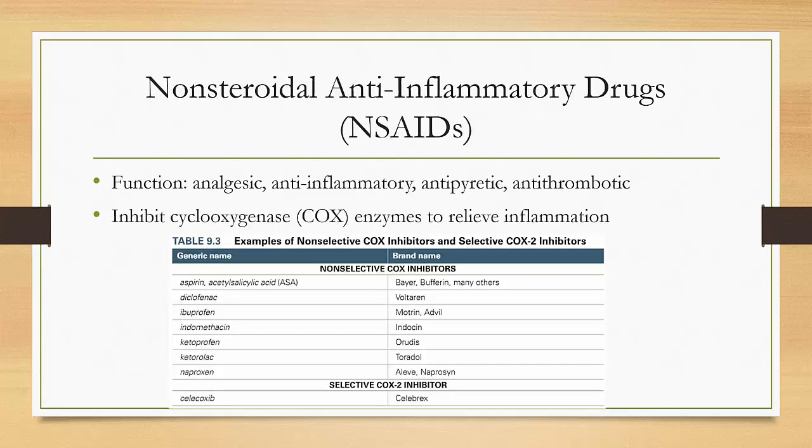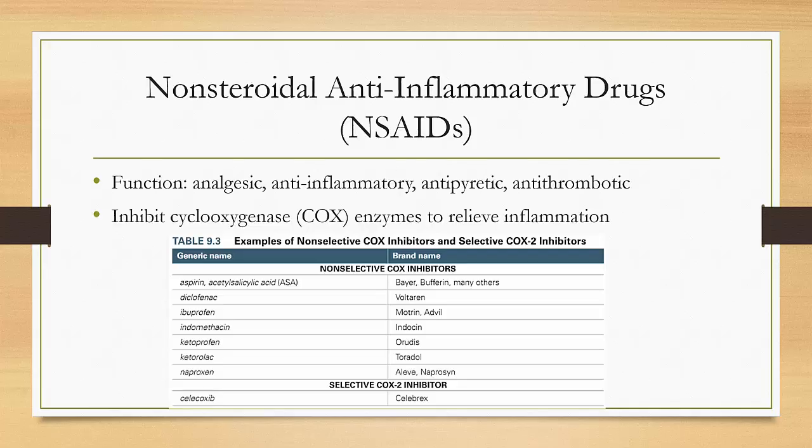Nonsteroidal anti-inflammatory drugs, also known as NSAIDs. These are among the most commonly used groups of drugs. More than 20 different NSAIDs are available commercially, and these agents are used worldwide. All the NSAIDs, including aspirin, have analgesic, antipyretic, and anti-inflammatory effects. The traditional non-selective NSAIDs also have antithrombotic effects.